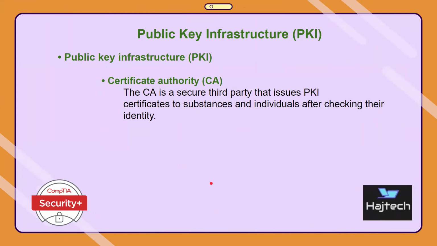A Certificate Authority, it is a secure third party that issues PKI certificates to systems and individuals after checking the identity. The third party issues the certificates, and after verifying the identity, it issues the PKI certificates.